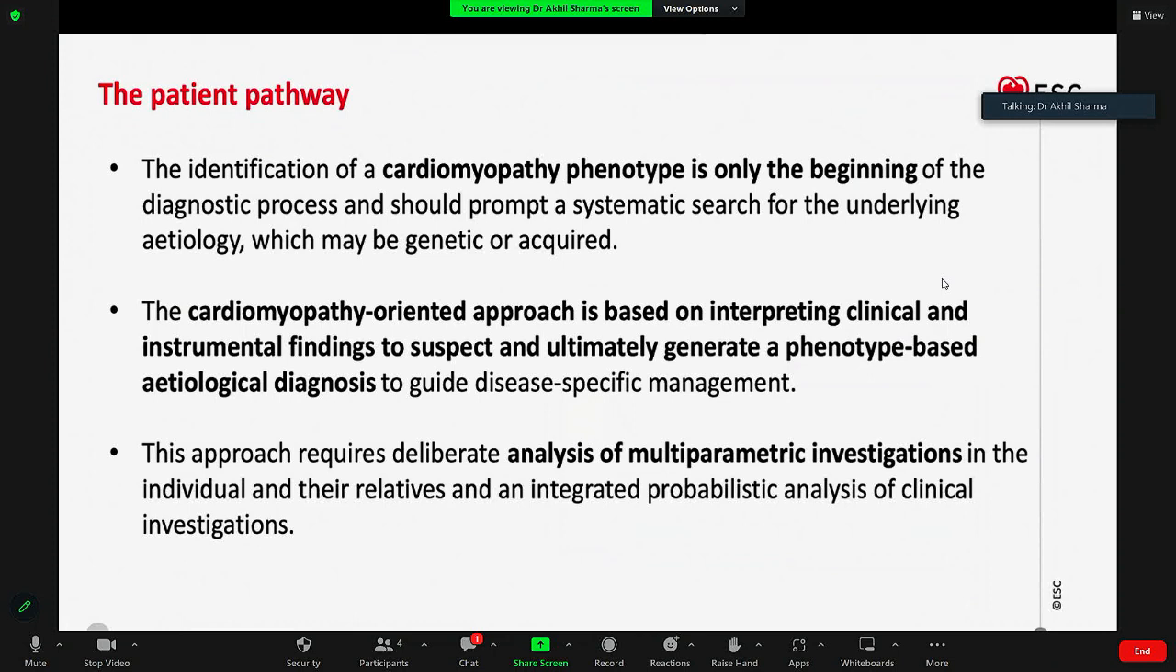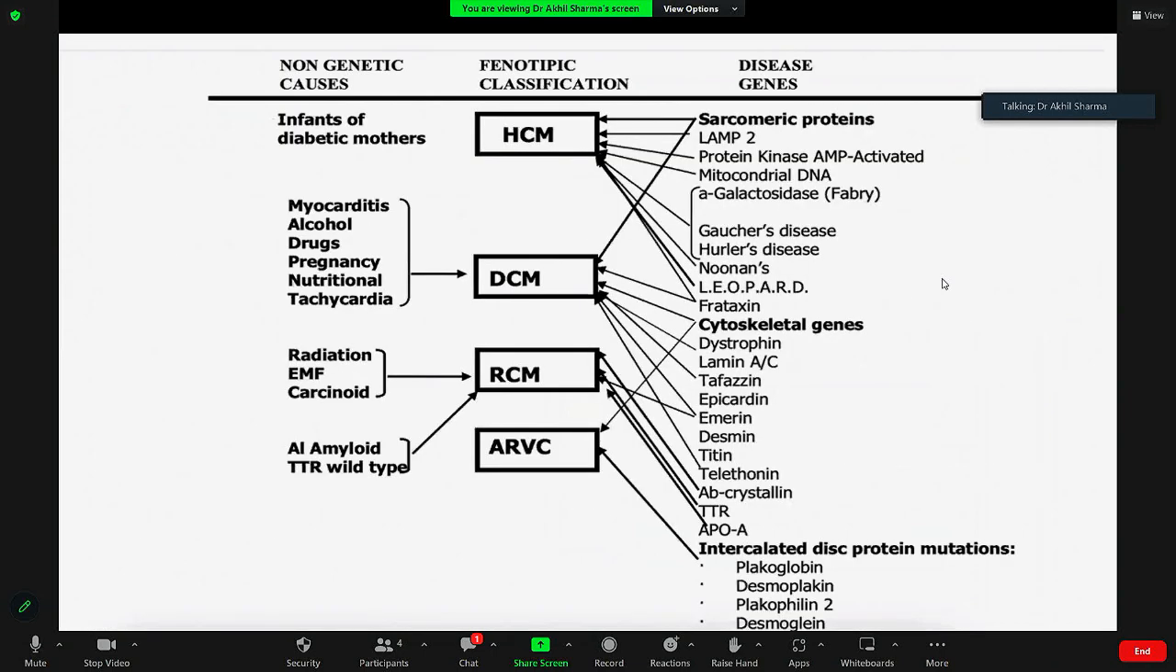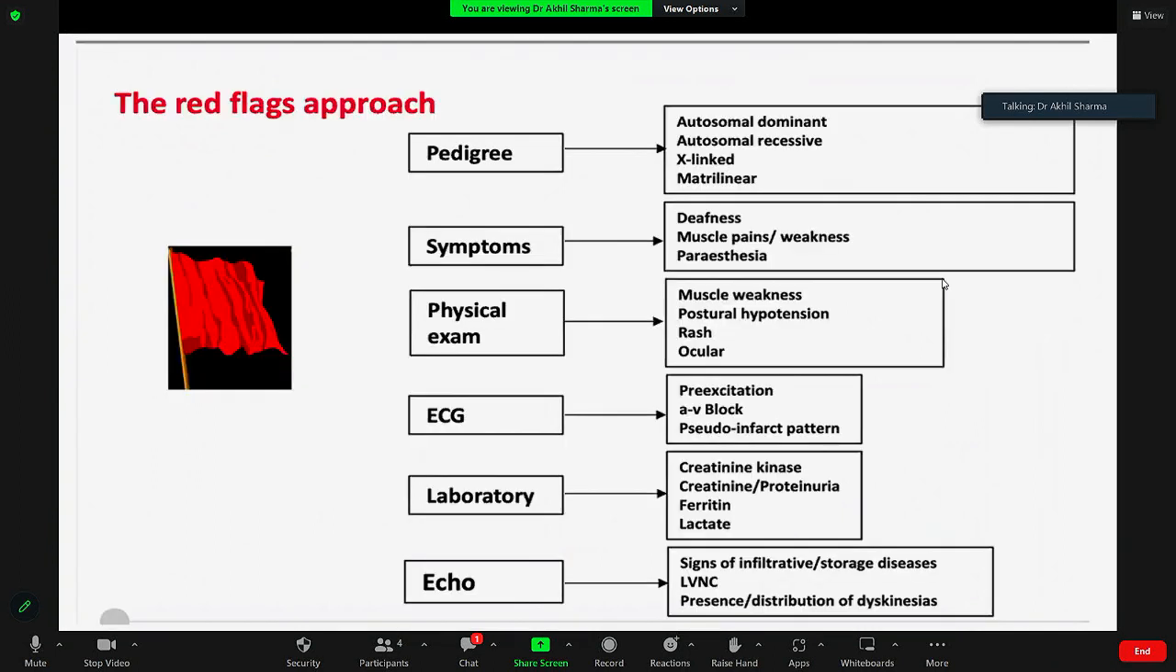The first step is the phenotypic diagnosis, then we can go for the specific diagnosis by genetic or imaging identification, and multi-parametric investigation should be the ideal choice for these kinds of patients. These investigations can lead to the specific diagnosis, which has the specific genetic manifestation, the specific treatment, as well as the specific prognostic implications. So we have to consider all these things.